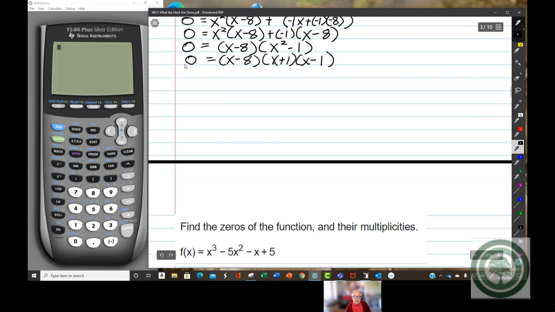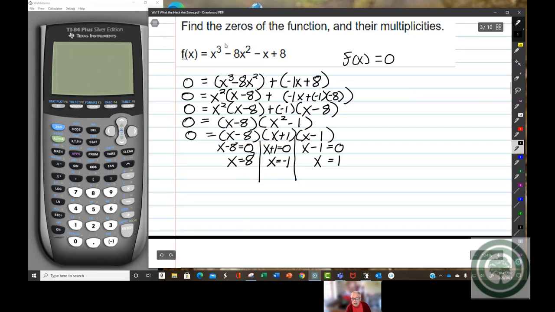So I have to solve for x, right? So I set each factor equal to 0. x minus 8 equals 0. x plus 1 equals 0. x minus 1 equals 0. After I add 8 to both sides, I'll get x equals 8. After I subtract 1 from both sides, I'll have x equals negative 1. And after I add 1 to both sides, I'll have x equals 1. And those are my zeros of f of x.